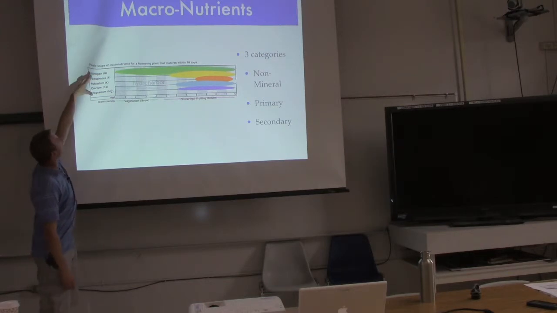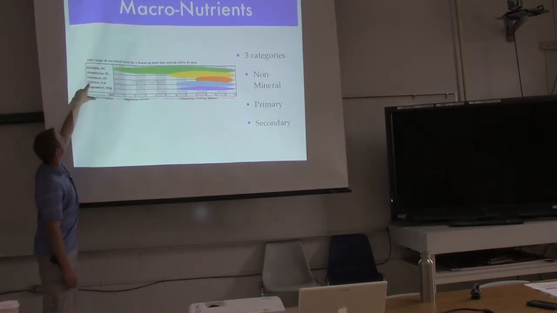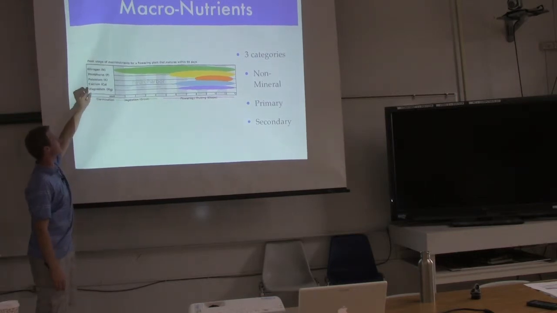These aren't all of them, but here's several macronutrients: nitrogen, phosphorus, potassium, calcium. Sulfur should be in there as well.